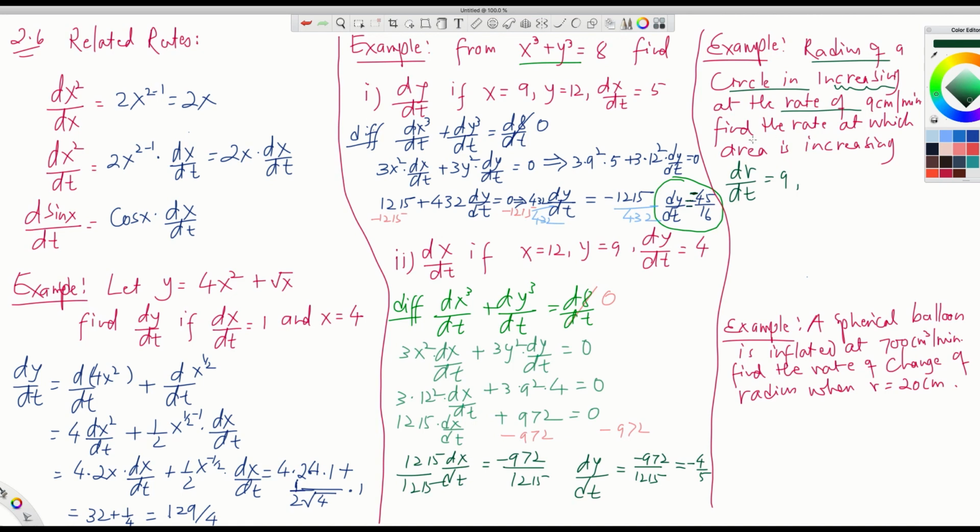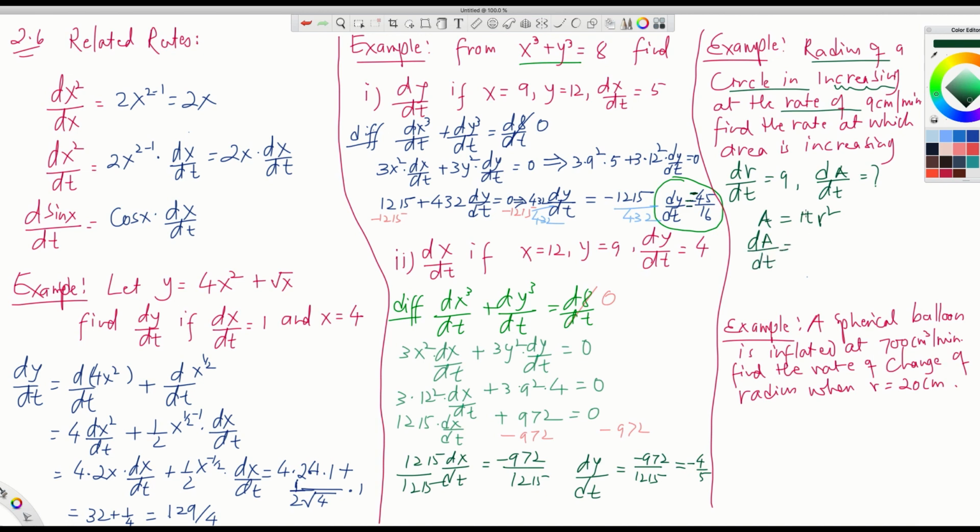And what is asked? Find the rate at which the area is increasing. So it is asked, dA over dt equals to what? That is asked: at what rate the area is increasing. So what is the formula for the area of a circle? It is A equals pi r squared, right? So pi is a constant. So what is dA over dt then?